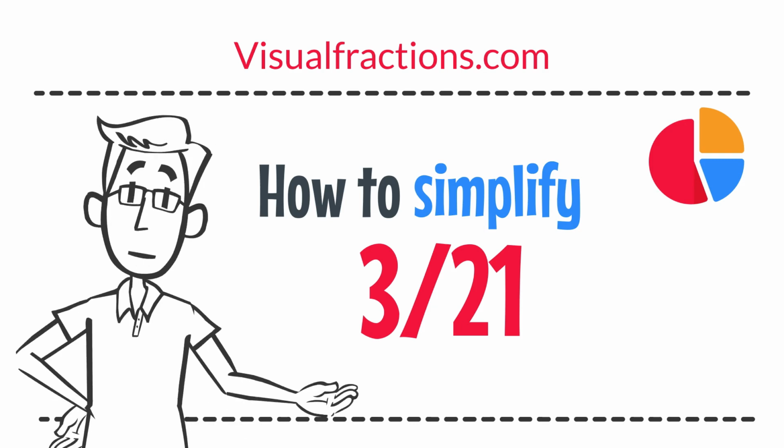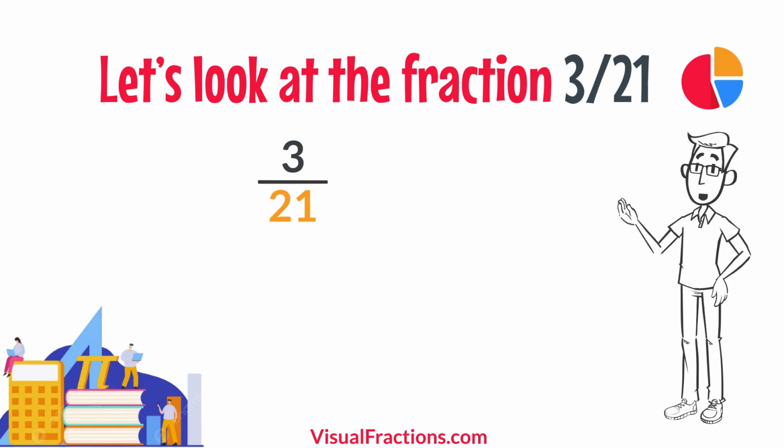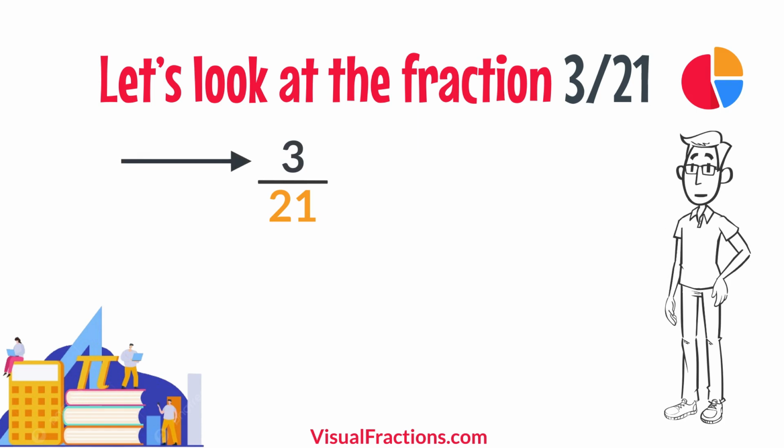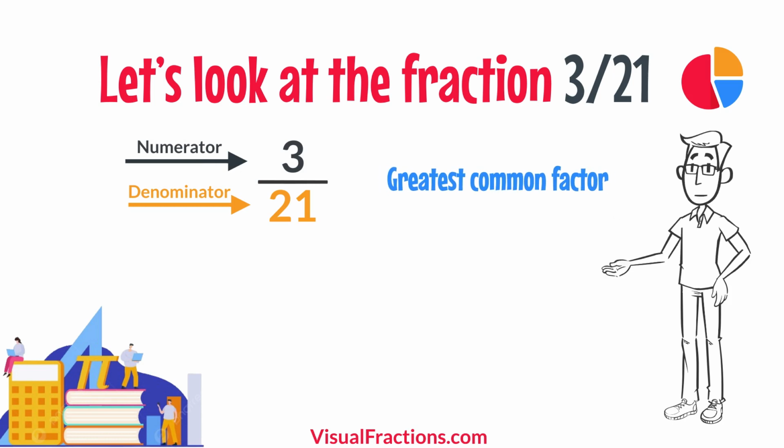Today, we're going to explore how to simplify the fraction 3/21 to its lowest terms. Let's look at the fraction 3/21. To simplify it, we'll divide both the numerator and the denominator by their greatest common factor.